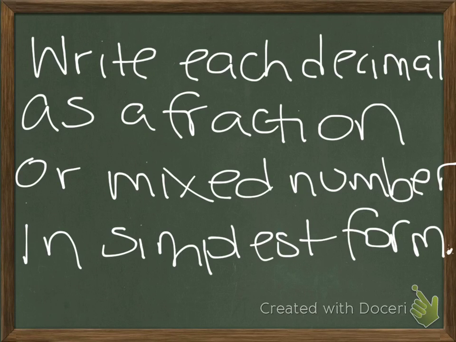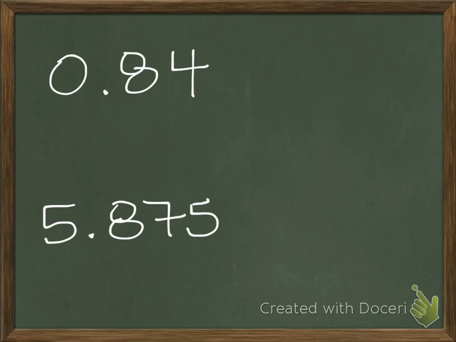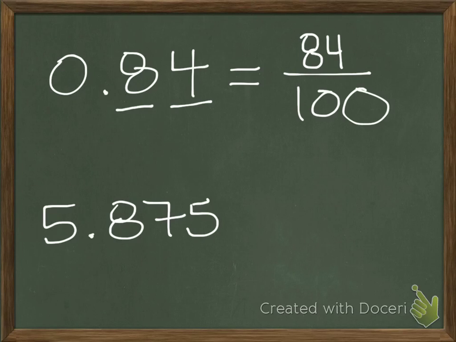Here we need to write each decimal as a fraction or mixed number, and everything always needs to be in simplest form, especially with fractions. So for writing decimals as fractions, you need to look at the place values after the decimal point. Here we have the 8 in the tenths place, and the 4 in the hundredths place. So to make this into a fraction, we start by putting the number over the hundredths place, or 100.